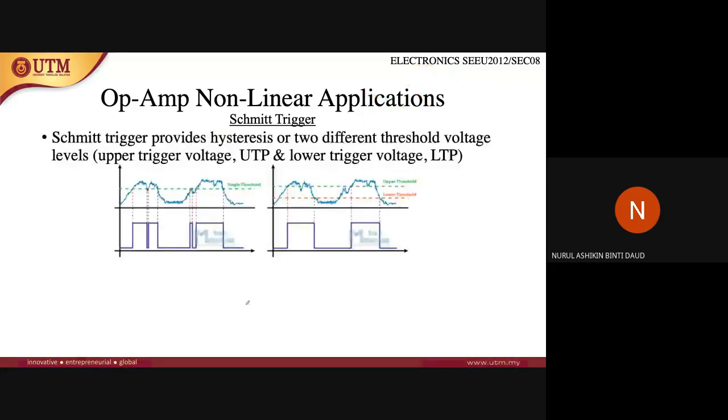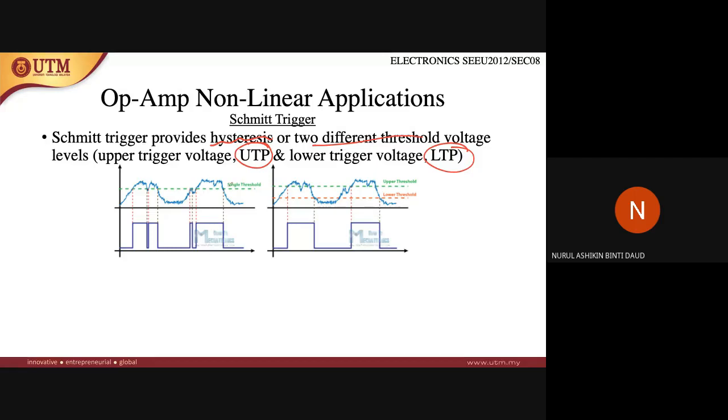Okay, unwanted fluctuations. Yeah, so Schmitt triggers provide hysteresis, or two different thresholds. Later on we will look at what hysteresis is all about. It means two different threshold voltage levels that we call the upper trigger voltage and the lower trigger voltage. So this Schmitt trigger will have two thresholds, where usually we have only one single threshold.